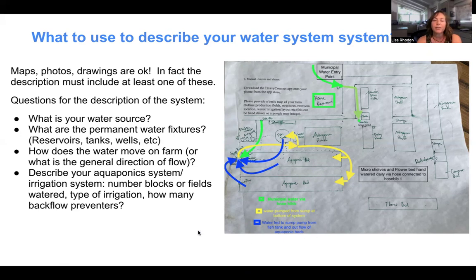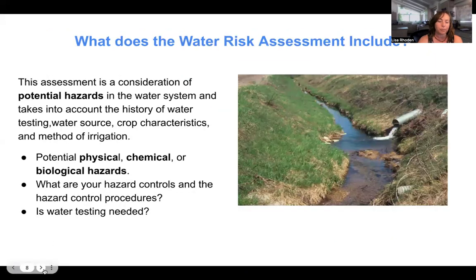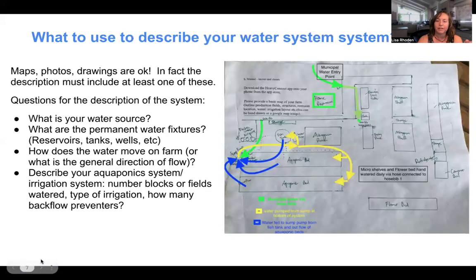And then if you need to describe it, particularly when it's an aquaponics system, you're going to want to identify your aquaponics beds or your field blocks. And again, how many backflow preventers are on the site. So just put a little bit of detail into this. Again, it doesn't need to be down to the minute detailed because things change, but a basic understanding of how your water system works.